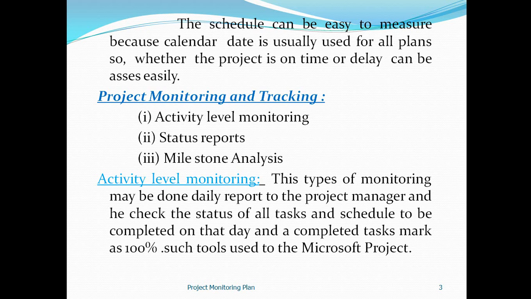In the activity level monitoring, the project is monitored every day. That is a daily report to be checked by the project manager and marked as 100% if the task is completed. Otherwise, it will be marked as an incomplete task and it will be focused on the next day.